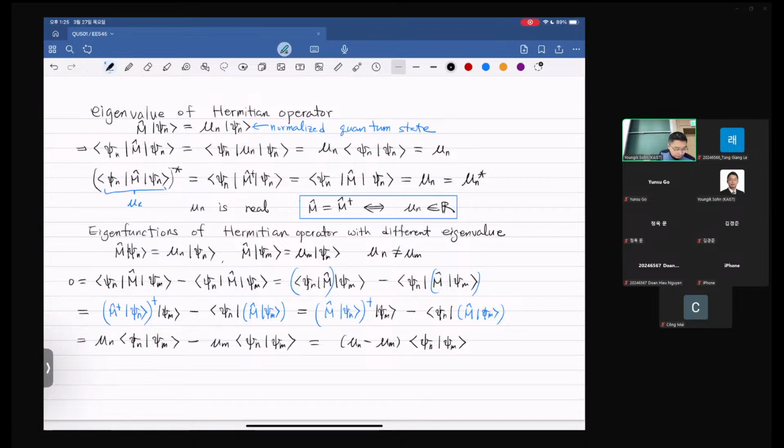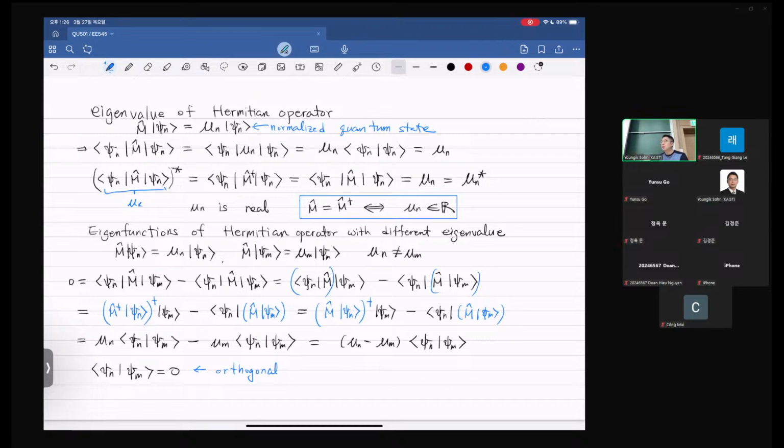So you can have this conclusion that they're orthogonal, because their eigenvalues are different. So for a given Hermitian operator, you have these eigenvectors with different eigenvalues. They have to be orthogonal, okay?